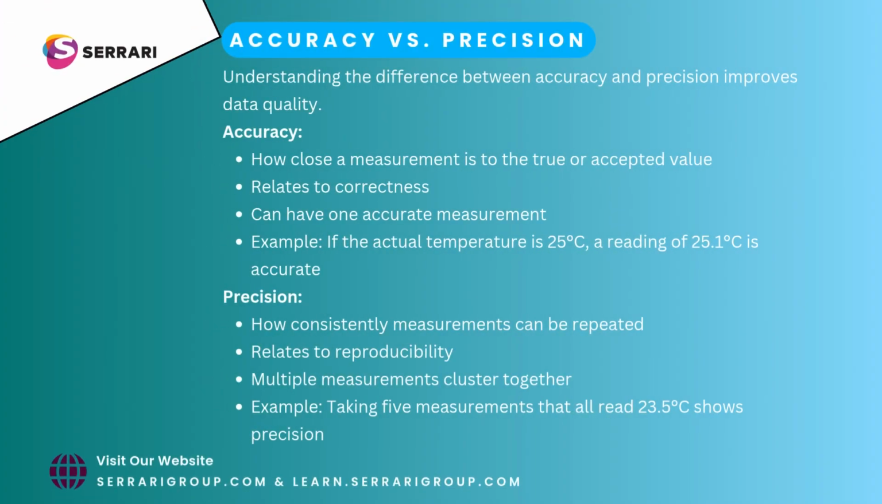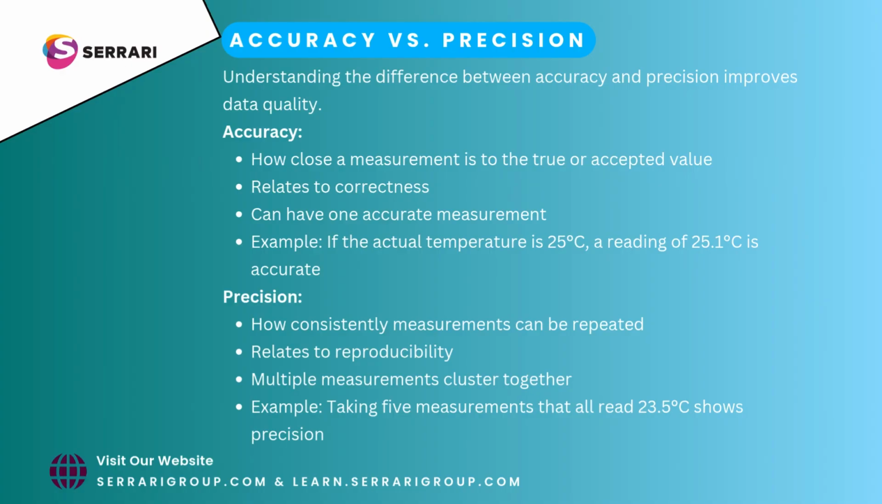Accuracy versus precision. Understanding the difference between accuracy and precision improves data quality. Accuracy is how close a measurement is to the true or accepted value. It relates to correctness. Example: if the actual temperature is 25 degrees Celsius, a reading of 25.1 degrees Celsius is accurate.